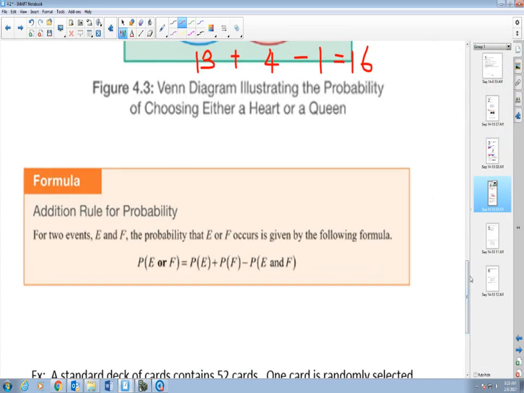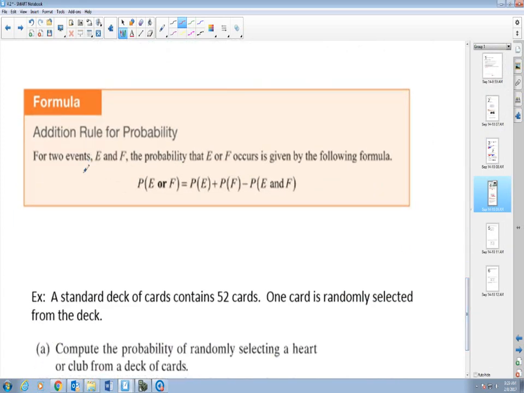I got dice. Alright, so generally speaking, the addition rule says for the probability of the first event or the second event to occur, we will take the probability of the first event plus the probability of the second event and minus the probability of the first and the second event that occurred. So this is the overlapping part we will subtract.